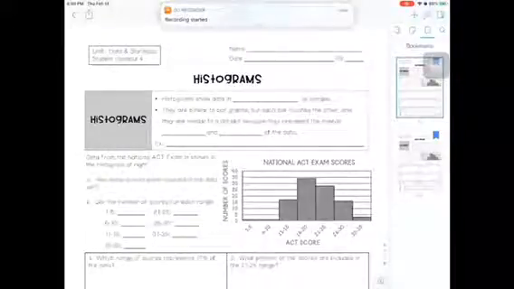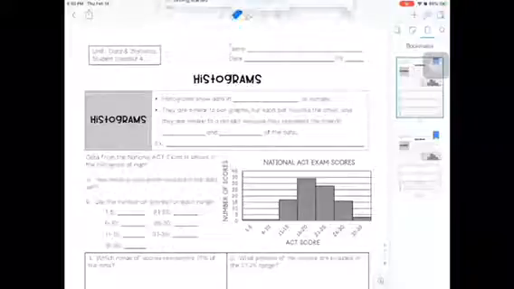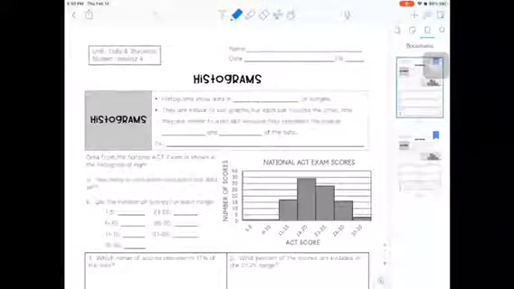Hey guys, we're going to be talking about histograms today. Histograms are very similar to bar graphs. So you've probably seen a histogram or two, but you just didn't know it. You probably thought you were looking at a bar graph. But there's some distinct differences between a histogram and a bar graph.